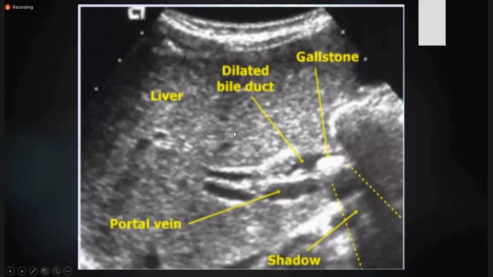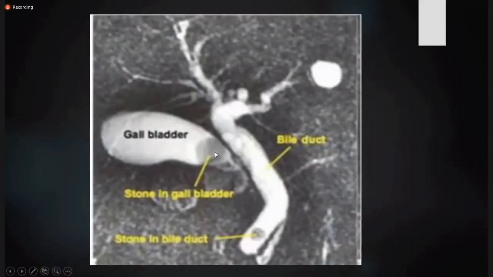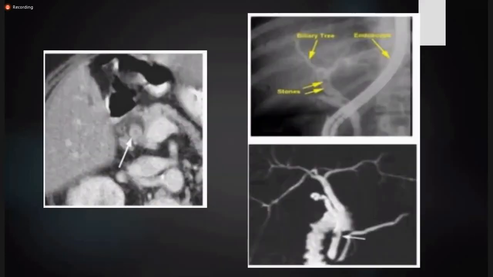This is an MRCP image. You see a filling defect within the gallbladder and the CBD. So these are the calculi within the biliary channels. CT is not the modality of choice, but you can diagnose calculi on CT as well. They are seen as hyperdensity within the biliary channel. And on ERCP, they can be seen as filling defects, and on MRCP again as filling defects.